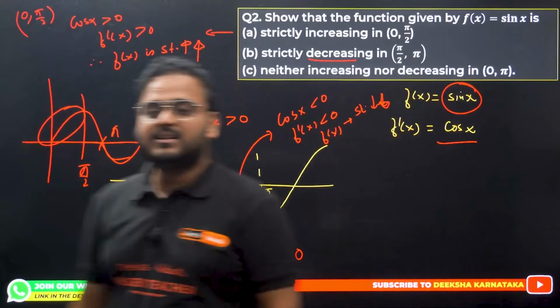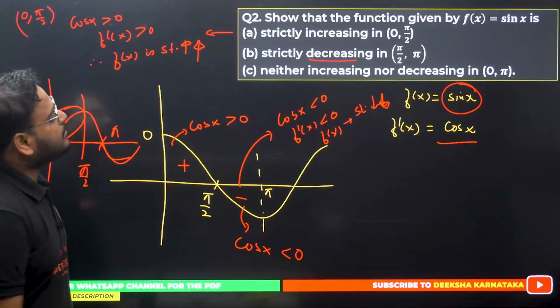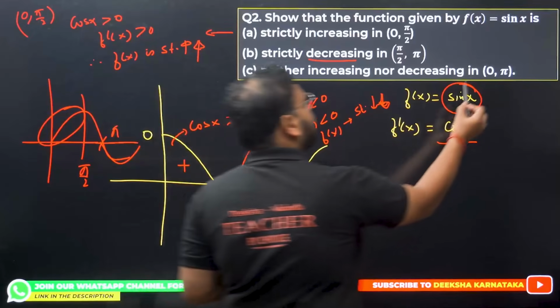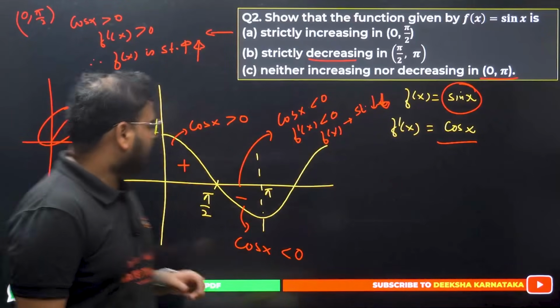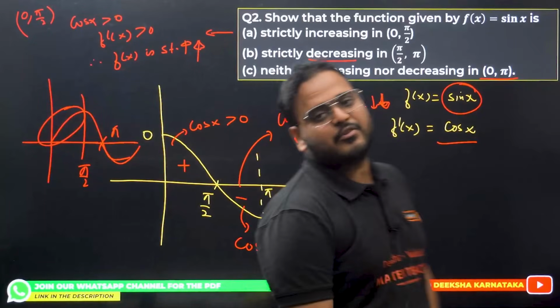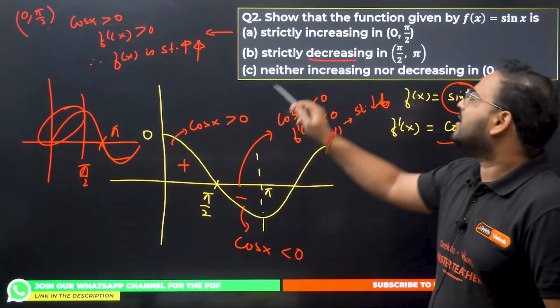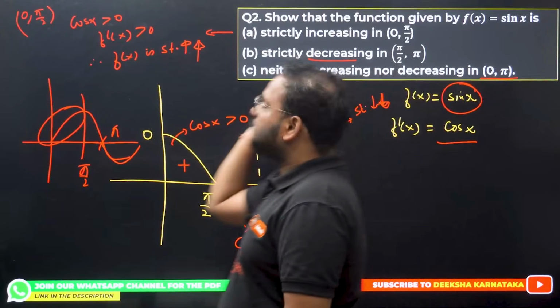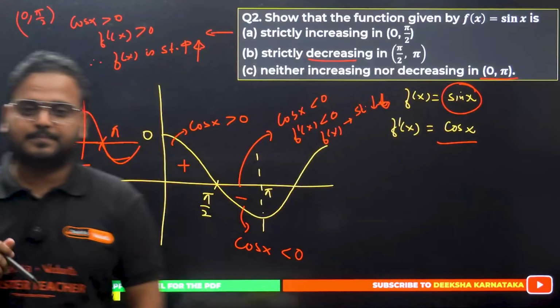Strictly decreasing in nature. What about option number C? You see option C talks about the interval 0 to pi. If you check here 0 to pi from here to here, we have both nature, increasing and decreasing. That's why we can't take one case. That's why we're writing here neither increasing or decreasing in the interval 0 to pi. So I have already shown you all the three. I hope this is much clear.